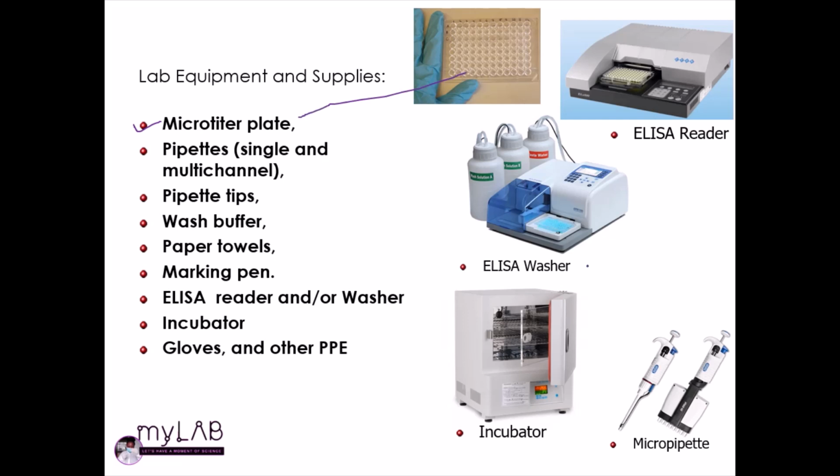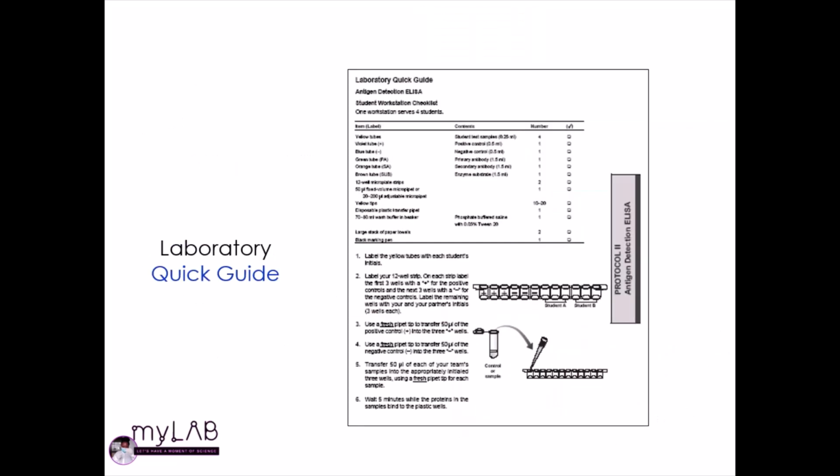This one, we need pipettes. Here they are. We need pipette tips. We need wash buffers. In this case, we are having an automatic washer. So the washer here, we need paper towels. We need marker pens. We need the ELISA reader for reading the optical densities. And this is an example of an ELISA reader. And then we need an incubator for the incubation steps of coating and all that. And then, of course, gloves, another PPE.